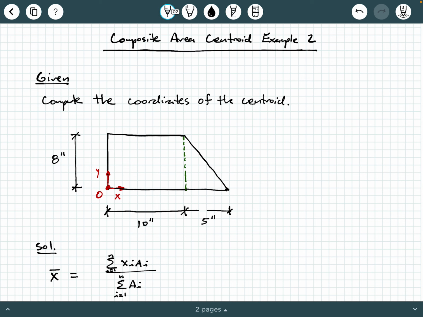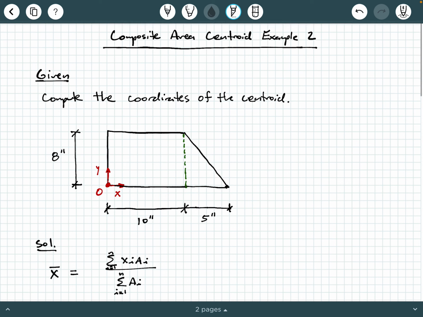Okay, let me fix this dimension line. And if you notice, I have an origin in the bottom left corner. This is the origin for the whole shape, and sometimes we call our reference axes that define the overall origin our datum. So we can say this is our x datum and this is our y datum. So let's go ahead and get started.